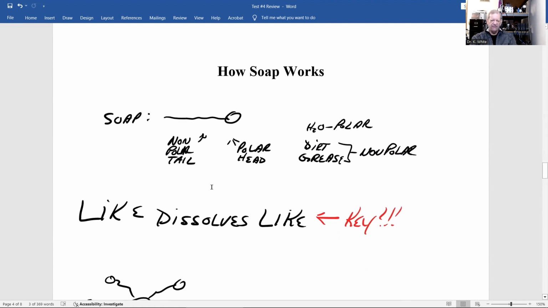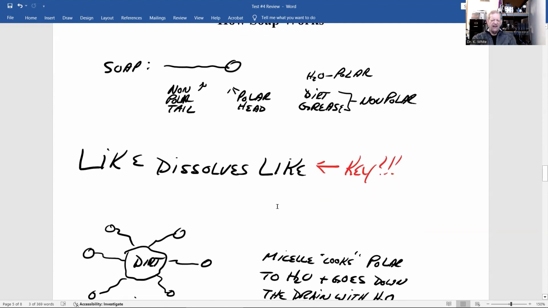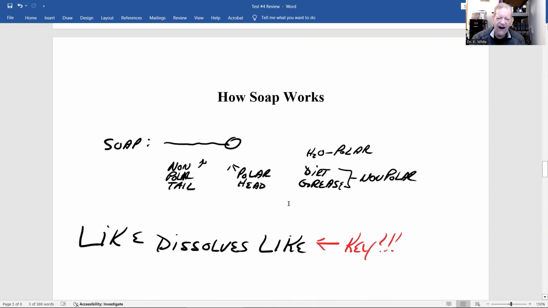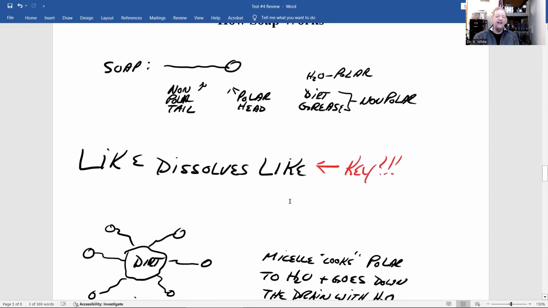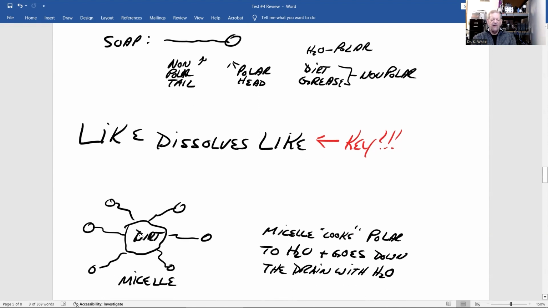How does soap work? You should know the structure of soap. Nonpolar tail, polar head. Water's polar, dirt and grease are nonpolar. And the most important thing, the key to the puzzle of how soap works, is like dissolves like. And because of that, the nonpolar dirt attracts the nonpolar tails of soap, but the polar heads want to stay far away. So they surround the dirt to form what you should know is a micelle.